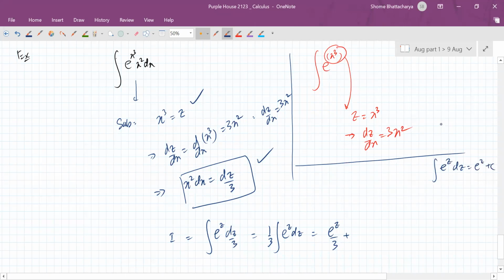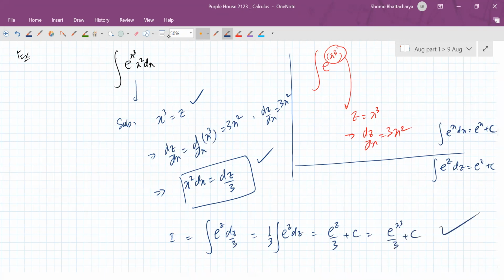Now the integration of e raised power z is e raised power z only, just like the integration of e raised power x is e raised power x only. That becomes our answer. Note this example down and try one more question after you do this.